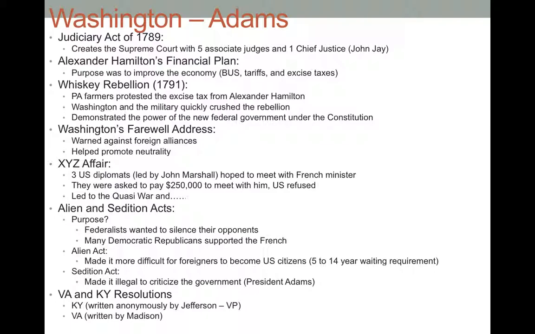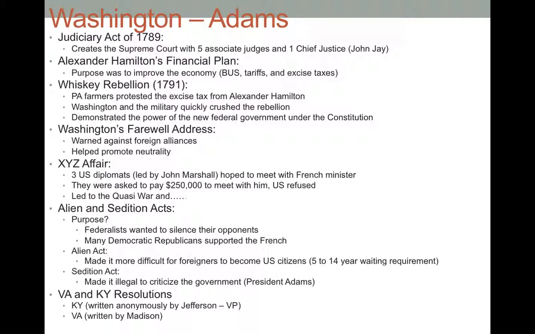I said this was incredibly important because this is going to be the dominant theory of American foreign relations for the next 100 years or so. That everyone's going to look at what Washington said and say, well, Washington said stay out, so people will really stay out until the Spanish-American War.